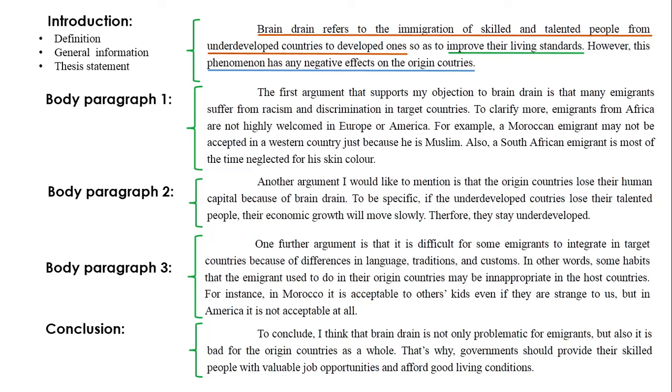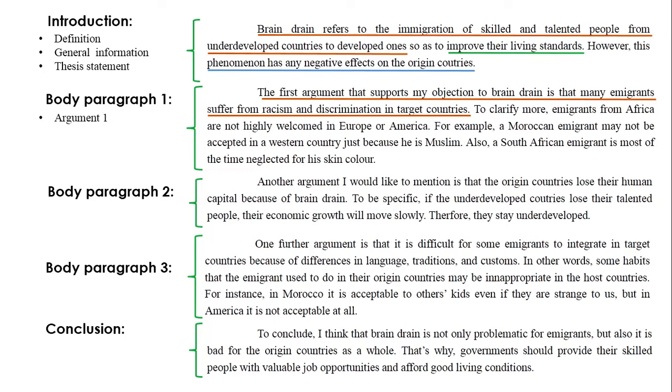Okay, in the first paragraph we have what? We have argument number 1. How can we support our view, our thesis statement in the introduction? We have the first argument that supports my objection to brain drain is that many immigrants suffer from racism and discrimination in target countries. This is our first argument, okay?